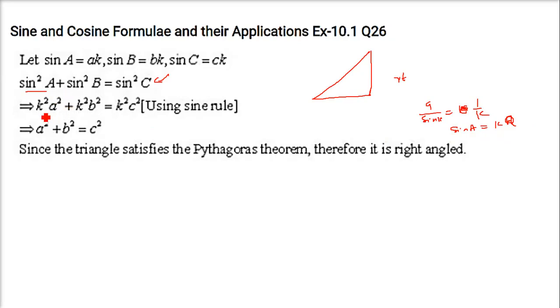So sin square a is k square a square. In place of sin square a we are putting k square a square, in place of sin square b we are putting k square b square, and here we are putting k square c square. So k square gets cancelled. You get a square plus b square equal to c square. This is proving that it is indeed a right angle triangle, by Pythagoras theorem, if this is true.